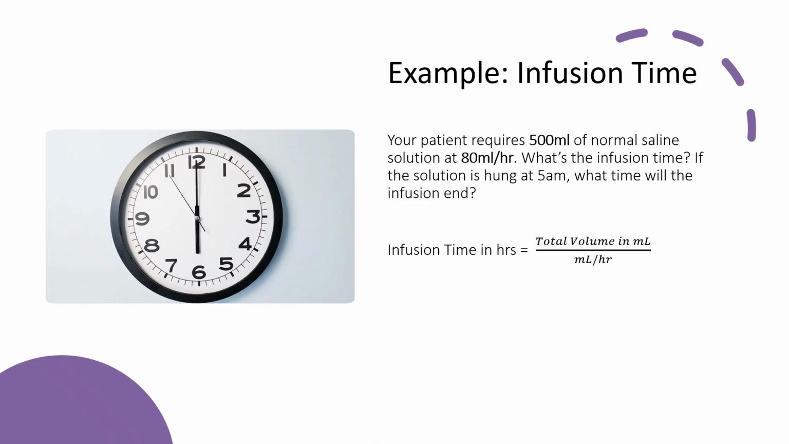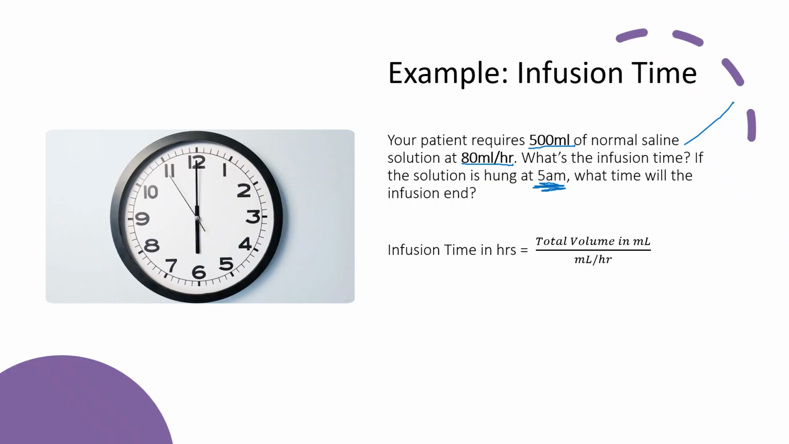Next is infusion time, which we just practiced. So your patient requires 500 mils of normal saline. So picture a 500 ml bag of saline, and it's going at 80 mils every hour. So what's the infusion time, first of all? So that's your first question. And then the next thing it wants you to figure out is if this was hung at 5 in the morning, what time is this bag going to be empty?